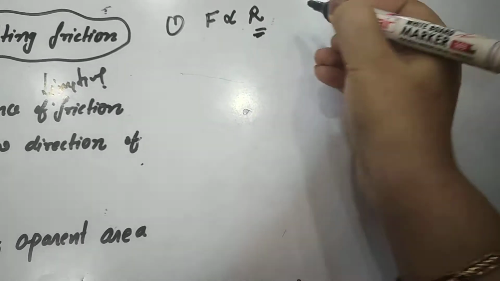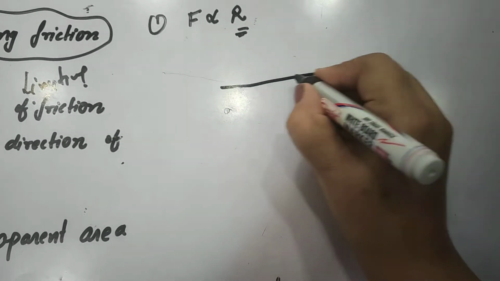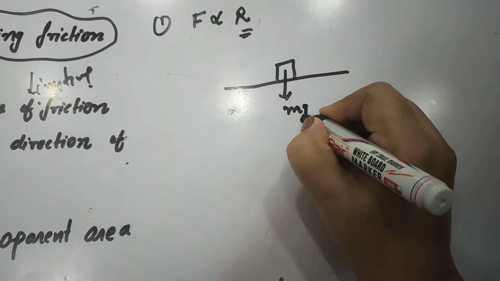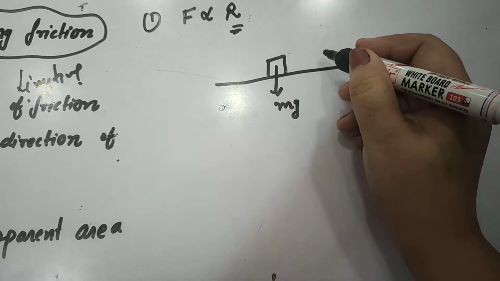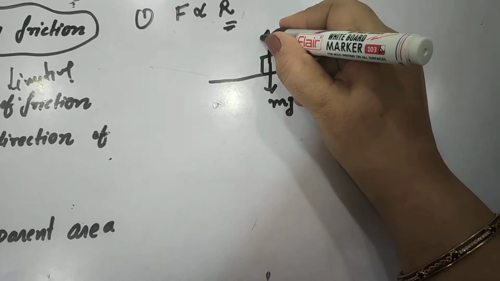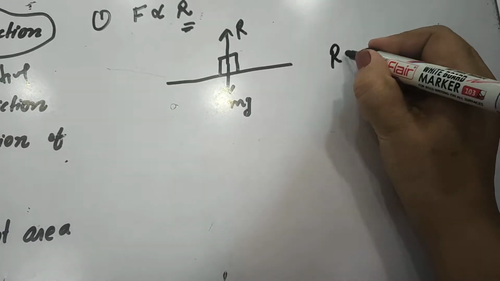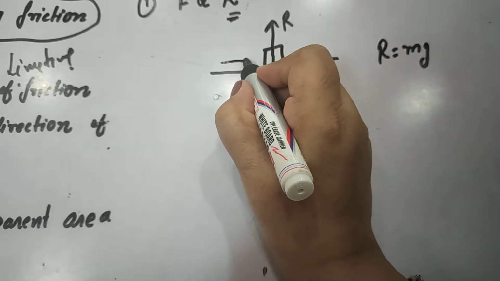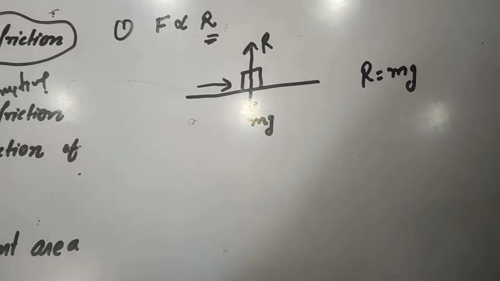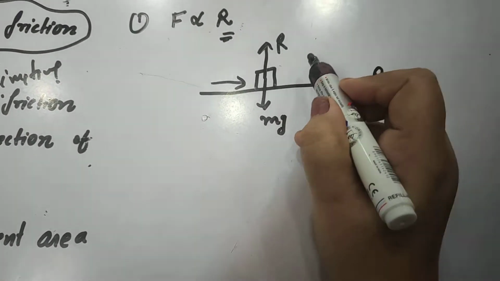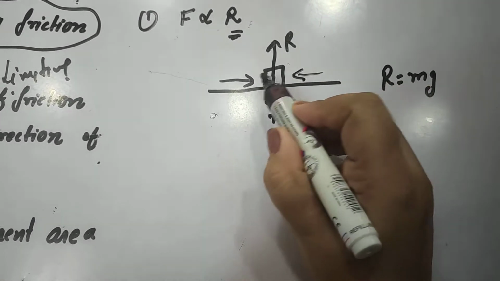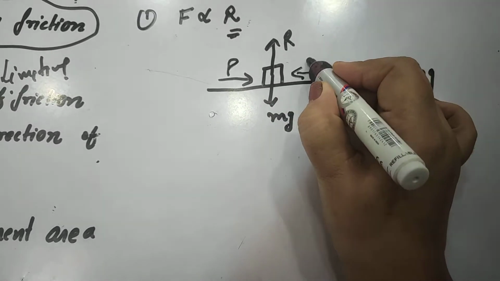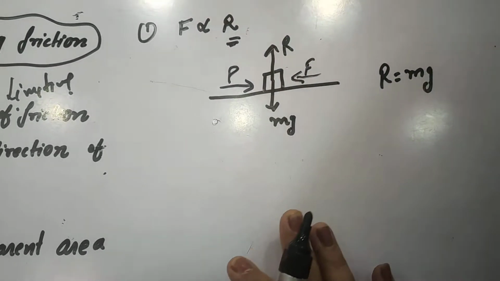Now what is R? R is the normal reaction. Let us consider this is a table over which a block is lying having weight mg. So we know that this table will in turn give a reaction force R which is equal to mg, right? Now when we apply a force, a frictional force will develop which opposes its motion and which is exactly equal to the applied force, as we have discussed in our previous video.